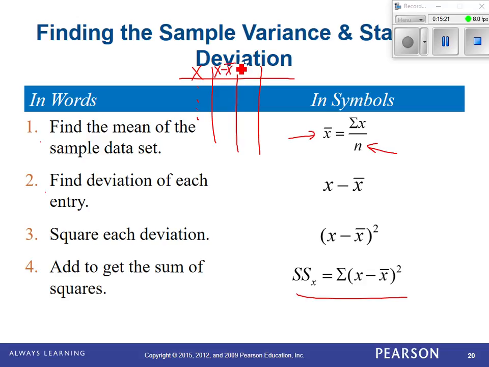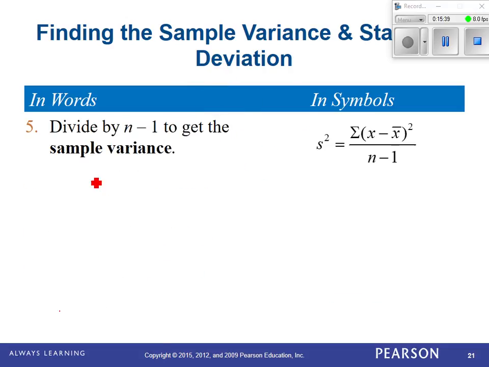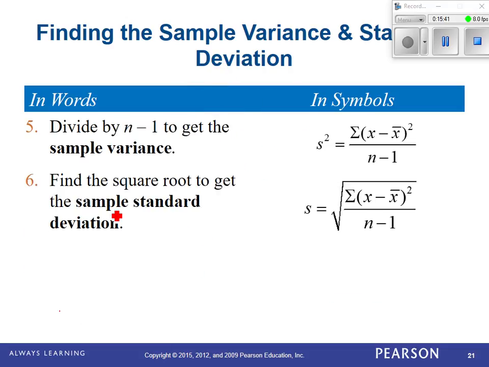Then you're going to do x minus x bar squared, the sum of the squares. And you're going to end up with a sum down here. You're going to take that sum and you're going to plug it into the formulas for standard deviation and variance. That's what these next two steps are.